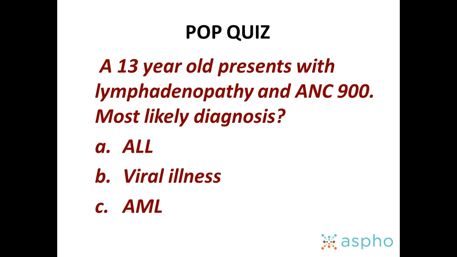So a 13-year-old presents with lymphadenopathy and a low ANC. What is the most likely diagnosis? Okay, it's a viral illness. So most of the time when we see someone who has a low ANC, it's because they've taken some kind of hit. The virus has sort of stunted their bone marrow and their ANC is catching up, or the neutrophils have been kind of exhausted for a short period of time and are being replenished. Certainly you're going to have low ANC if you have ALL or AML and your bone marrow is crowded out, but that's not the most common cause.